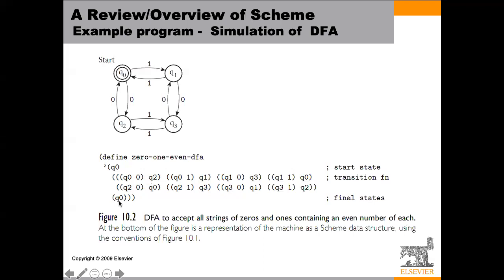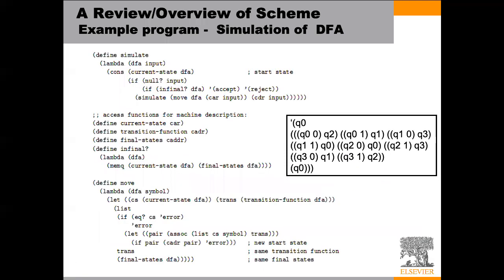And then the third argument that defines our deterministic finite automata is a list of final states. So we can have more than one final state. In this case, we have only one final state, which is Q0. So we're going to hand a string like this, which defines a finite automata, to our list function that is simulating the finite automata. So here is the simulation of the finite automata.